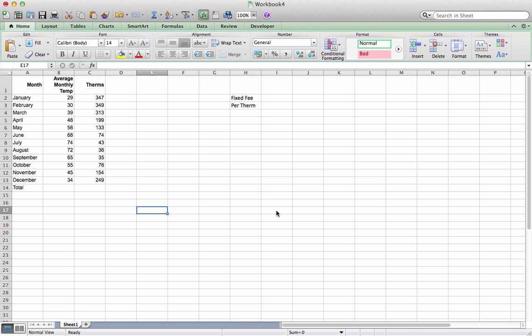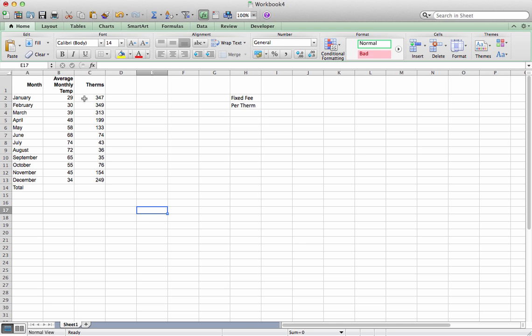Okay, so we're back in Excel, and I've already entered some data. It's actually real data from my house. And what it shows is for each month of the year, for a given year, the average monthly temperature for that month. And then it shows the number of therms of natural gas that I used. A therm is a measure of volume of natural gas. It's how the gas company keeps track of it.